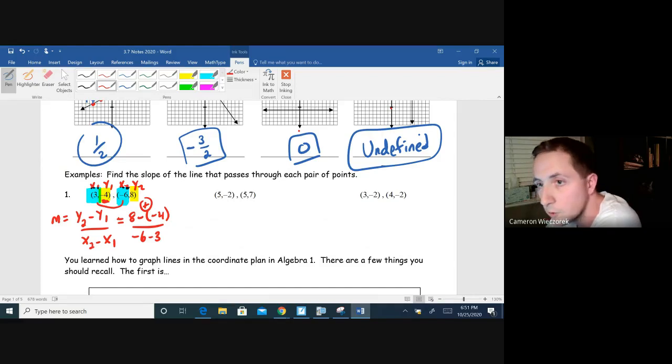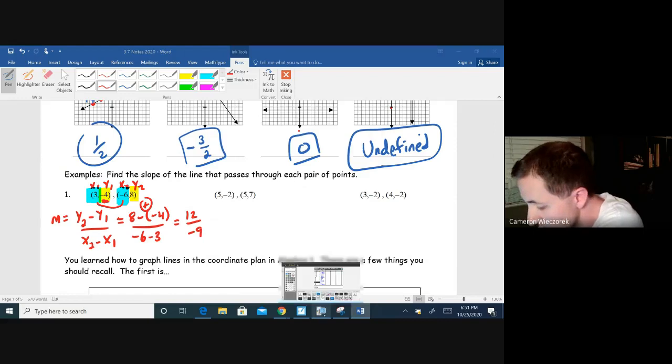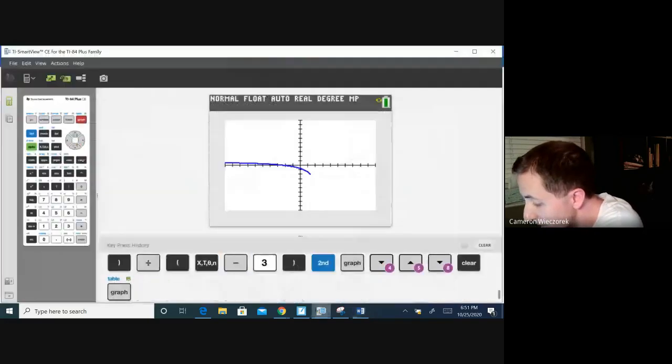So if you start with the right coordinate on the top, you got to start with the right coordinate on the bottom. If you start with the left coordinate on the top, then you got to start with the left coordinate on the bottom. So this would be 12 divided by -9, and then we want to simplify that. You can do that on your calculator. You can do that by hand.